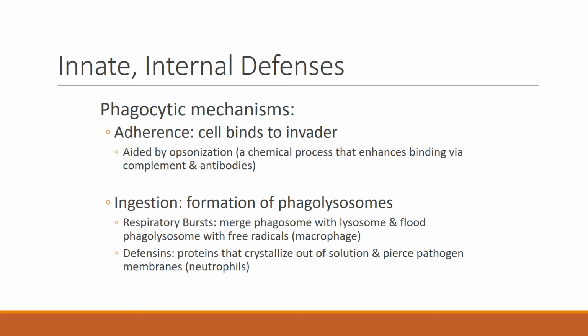Once we have the endocytosis of the microbe into that phagocyte, then a phagosome forms. And so these are respiratory bursts where the phagosome is going to merge with lysosomes, all right? And so from there, there's going to be free radicals that are going to start degrading that pathogen. And so also there's going to be different types of proteins called defensins that are responsible for crystallizing the solution and piercing the pathogen membranes. And so neutrophils are also responsible to aid in this process.